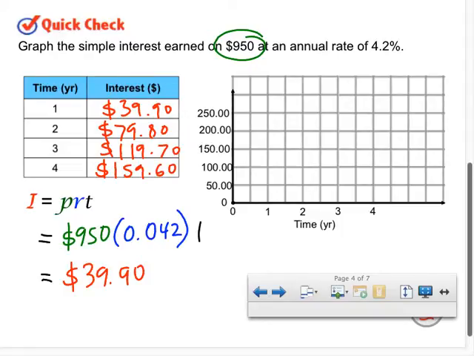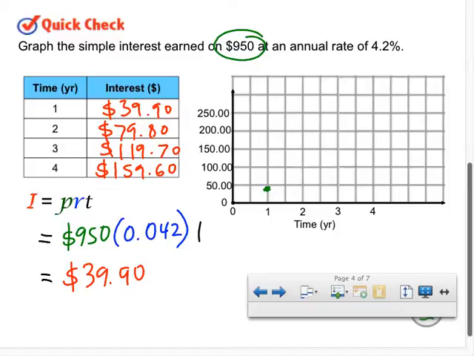$159.60. Okay, I'm going to go ahead and graph this. And again, we should get a linear relationship. So in 1 year, we got $39, almost $40 in interest. Okay, so I'm going to put that right about here. Okay, and then in 2 years, we have almost $80, right?